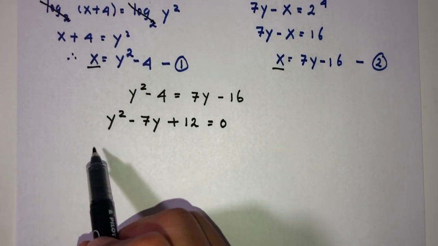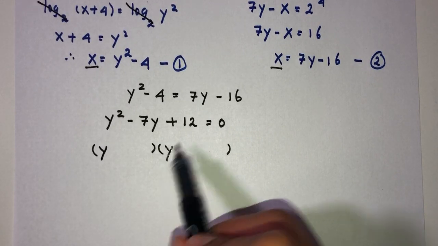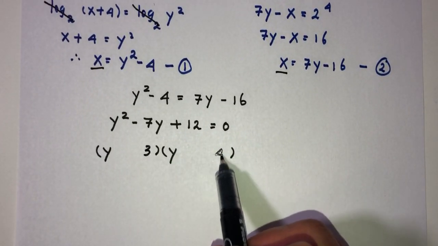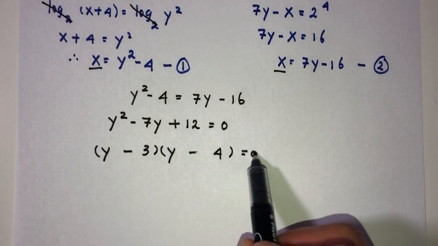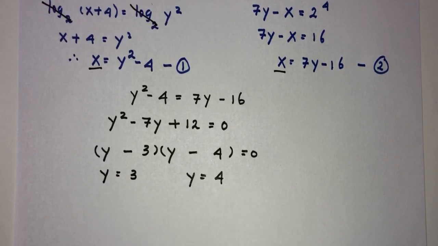Now we can factorize. y squared is y times y. 12, we can try 3 times 4. To get minus 7, we have to have minus 4 and minus 3. So y is 3 and y is 4.